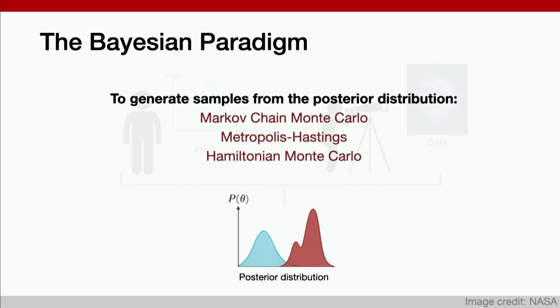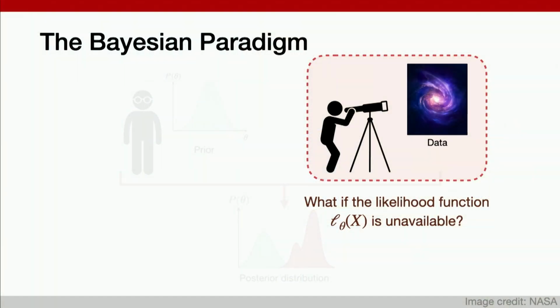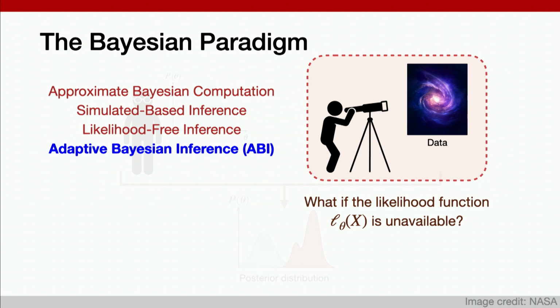Usually, to obtain samples from the posterior distribution, we can make use of Markov chain Monte Carlo techniques, such as Metropolis Hastings and Hamiltonian Monte Carlo. But sometimes, the likelihood function is either analytically unavailable or computationally intractable, and we still want to obtain some sort of approximate posterior inference, even if this is the case. This means our previous Markov chain-based techniques are now not applicable. But the good news is we still have a family of inference algorithms that allows us to obtain approximate posterior samples. Today, I will be focusing on adaptive Bayesian inference, or ABI, which is our proposed method.